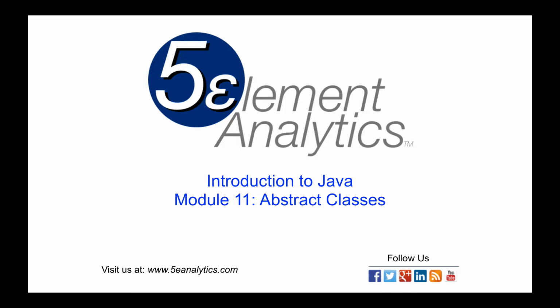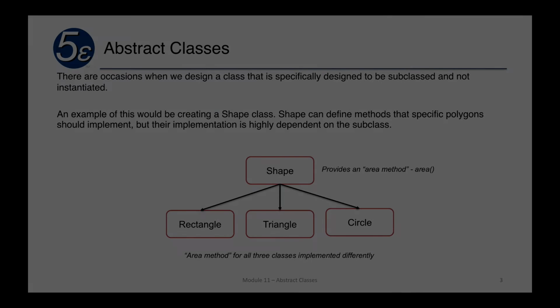Now we're going to take a look at another notion called abstract classes. What abstract classes do is they allow us to provide for the fact that subclasses are required to have certain methods without us necessarily defining the actual method itself within the class. So let's take a look at this.